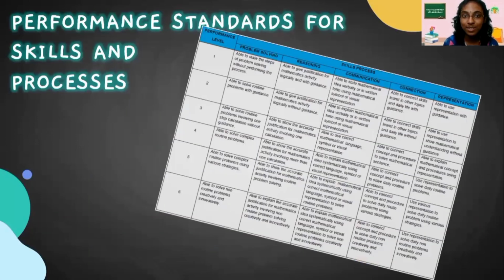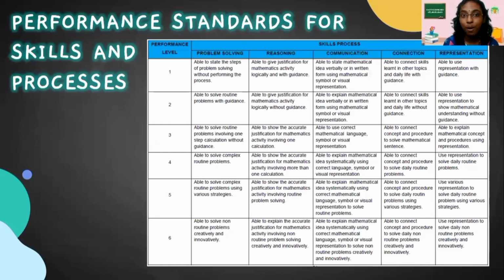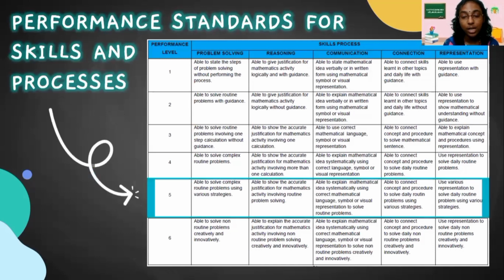The next is about the performance standards for skills and processes based on the performance level of 5, where students are able to solve complex routine problems using various strategies. Based on this, the main thing is problem solving, which is the assessment type chosen.